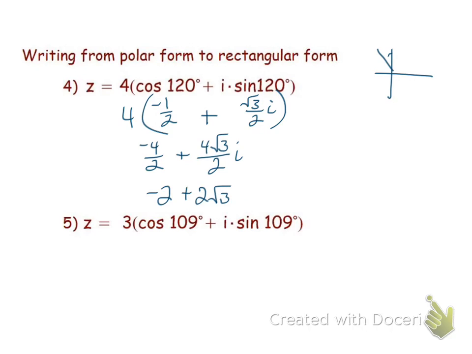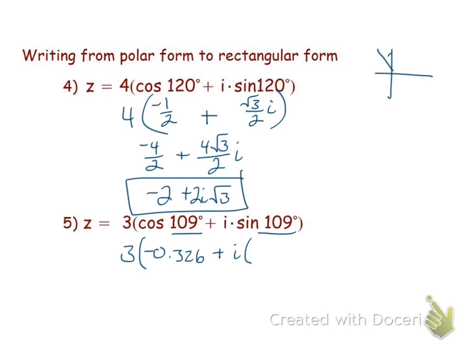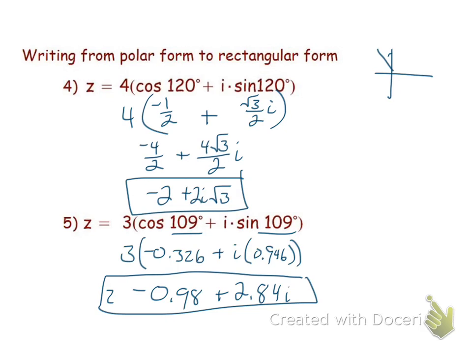I'm going to rewrite this 2i times the square root of 3, so the i doesn't look like it's in the radical. And so this one, because 109 is not in the unit circle, you can use the calculator for that. Cosine of 109 becomes negative 0.326 plus i times 0.946. And then when I distribute the 3, I get negative 0.98 plus 2.84 times i. And that's the rectangular form of the complex number.